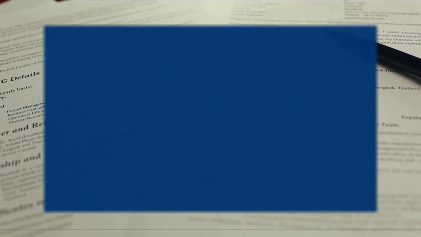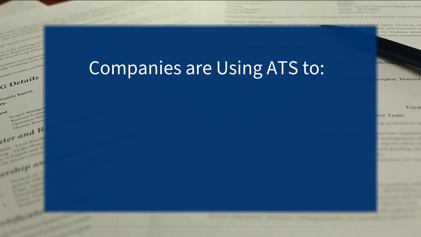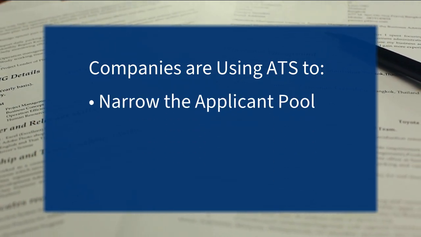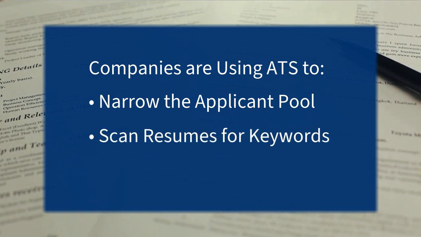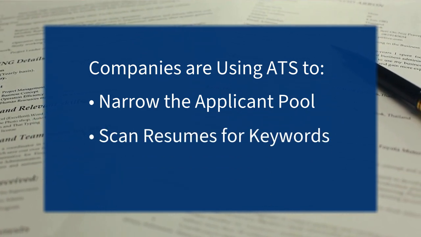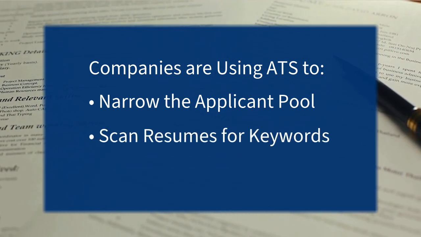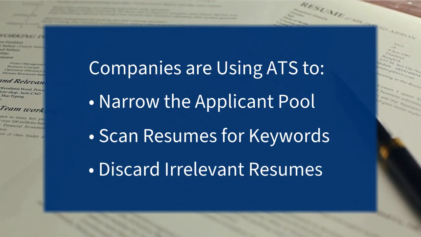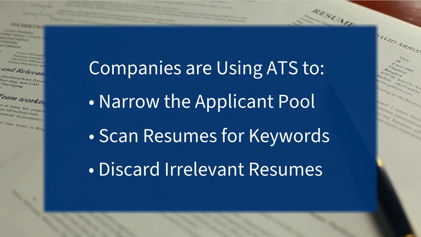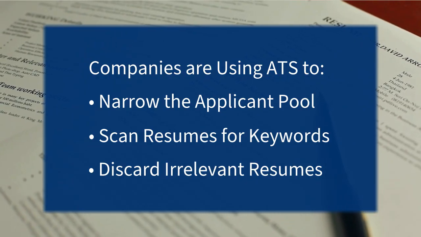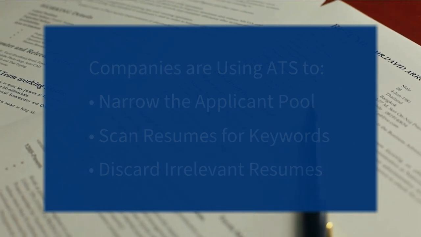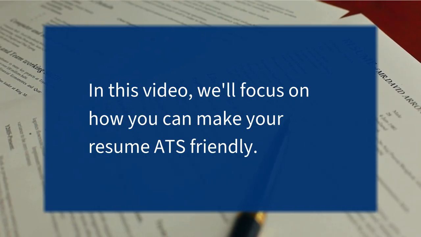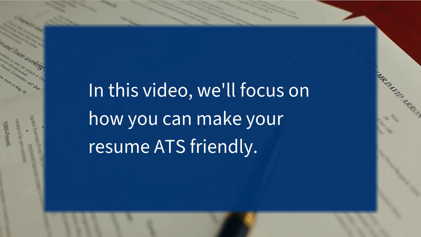This is necessary because many companies are using ATS to narrow the applicant pool before manually reviewing resumes. ATS is used to scan resumes for keywords and sort them into groups based on the results. If a scan does not return the information the employer is looking for, the resume is discarded. This allows companies to save time and money during the hiring process. In this final video in the resume writing series, we'll focus on how you can make your resume ATS friendly.